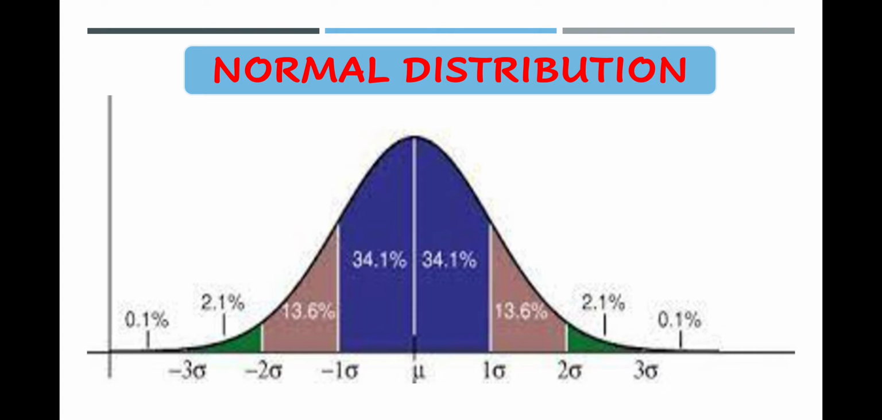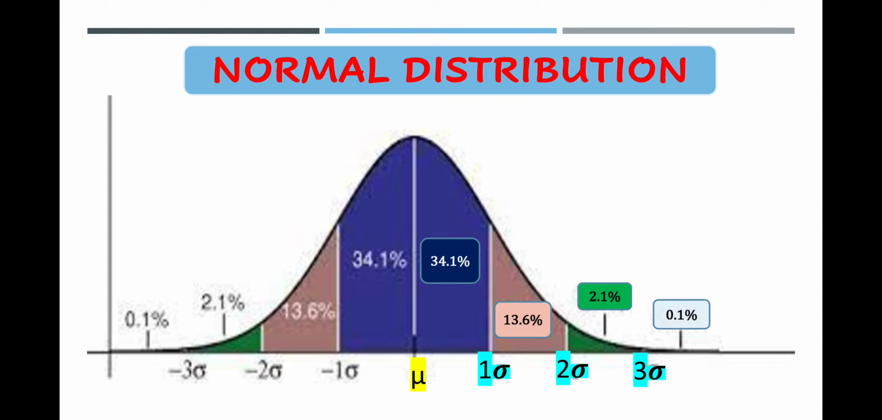So we have here the normal distribution. At the middle is the mean, which symbolizes mu. On the right side, the distance is one standard deviation, wherein the area of one standard deviation from the mean is 34.1%. Then next, we have two standard deviations, wherein the area is 13.6%. And for three standard deviations, the area is 2.1%, and the tail of the bell shape is 0.1%.